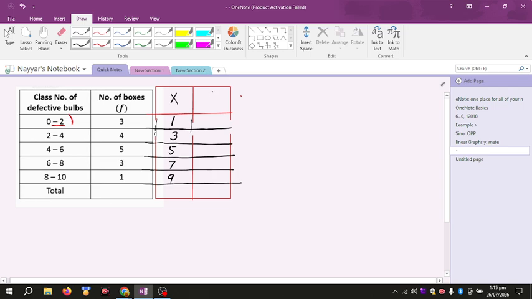Right, now we have to find out f of x. F of x means that you need to multiply f, the frequency, with x. 3 times 1 is 3. 4 times 3 is 12. 5 times 5 is 25, 3 times 7 is 21, 1 times 9 is 9.